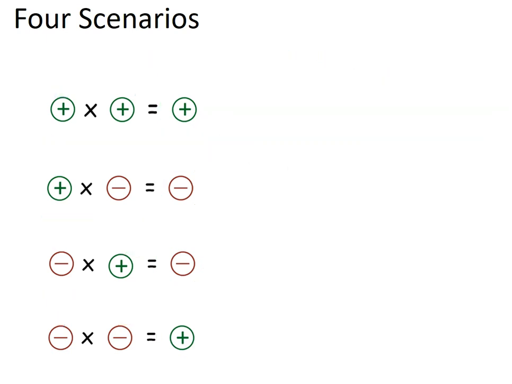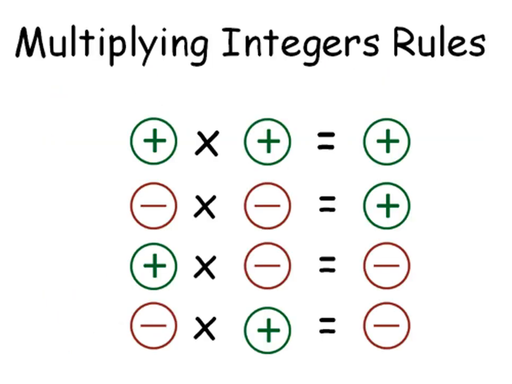So those are our 4 scenarios summarized right here. Positive times a positive is a positive. Negative times a negative is a positive. Positive times a negative is a negative, and negative times a positive is a negative. I'm going to ask you some questions about this in Edpuzzle, so hopefully you get those right. If not, come back to this slide and check it out.